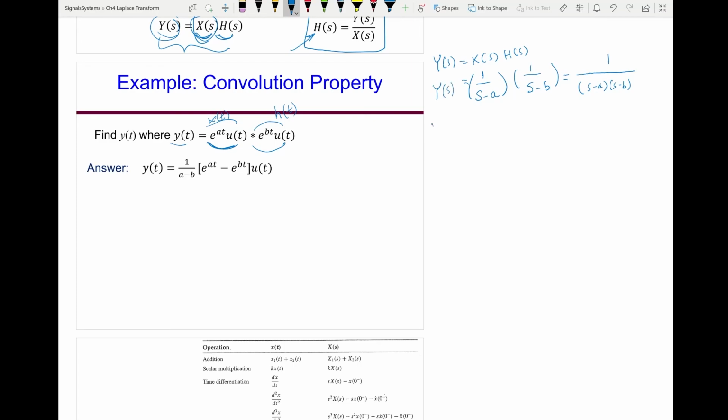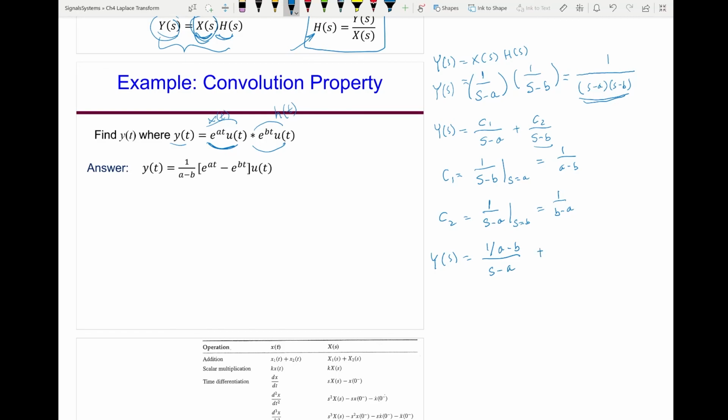So we do partial fraction expansion, and Y of s will be equal to c1 over s minus a plus c2 over s minus b. And we need to find c1 and c2, and we can do this one, c1, as we did in the previous video. I multiply everything by s minus a, and I set s equal to a. So that will be 1 over s minus b, s equal a. So that is 1 over a minus b. Same thing, c2. I multiply everything by the denominator of c2, which is s minus b, and I set s equal to b. So I have here 1 over s minus a, s equal b, that is 1 over b minus a. So Y of s equals 1 over a minus b divided by s minus a plus 1 over b minus a divided by s minus b.